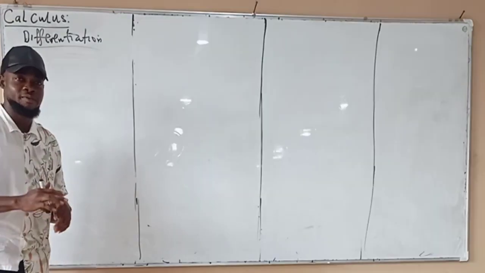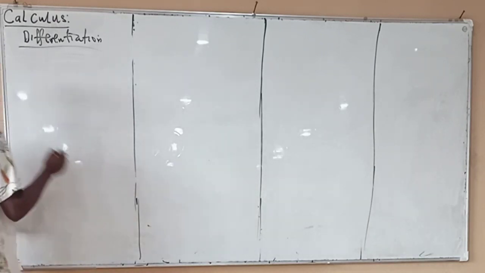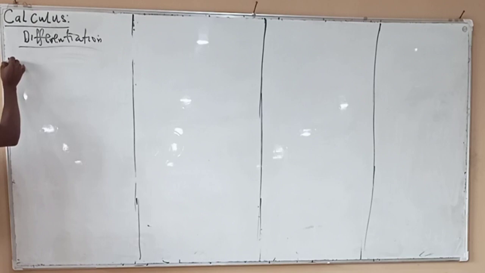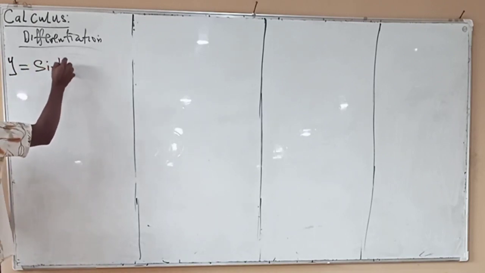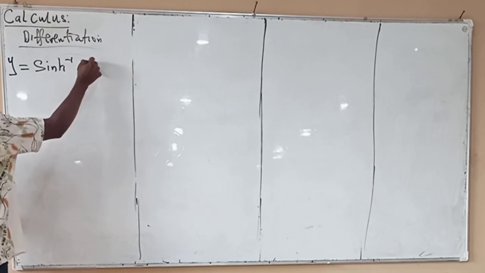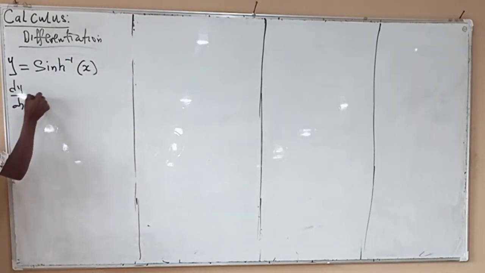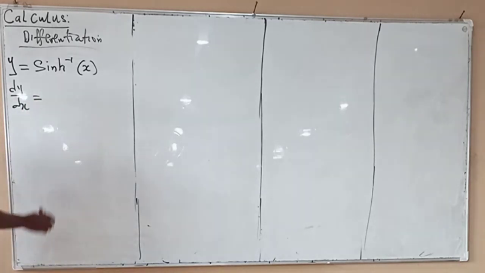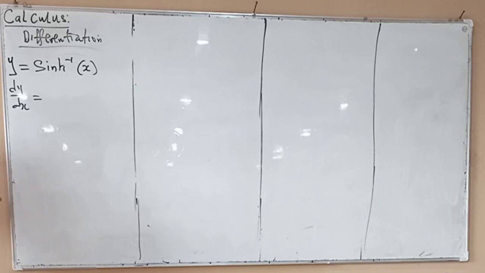Let's go. Now, inverse hyperbolic functions. We are going to look at inverse hyperbolic functions now. The first one: we have y equal to sinh inverse of x. What will be dy over dx? Remember, the derivative of sin inverse is 1 over the square root of 1 minus x squared.